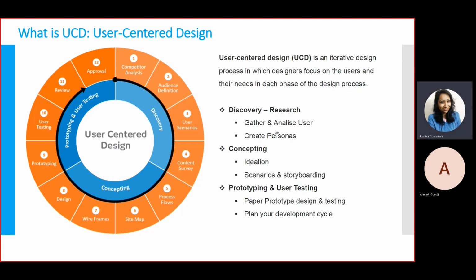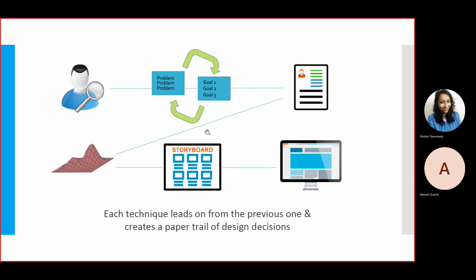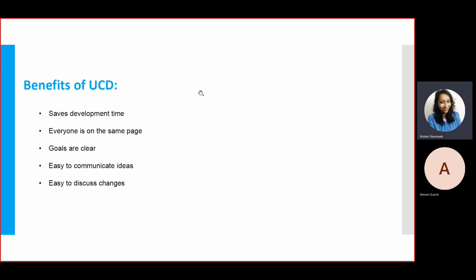Okay, so this is the basics of UCD or the user-centered design. So first you have a user, they have some problem or goals to be achieved. You have created a product for them. And then after the analysis and gathering of the data, the wireframe is created and then the prototype and the final product is launched. So each technique leads on from the previous one and creates a paper trail of design decisions. Let's understand the benefits of UCD.